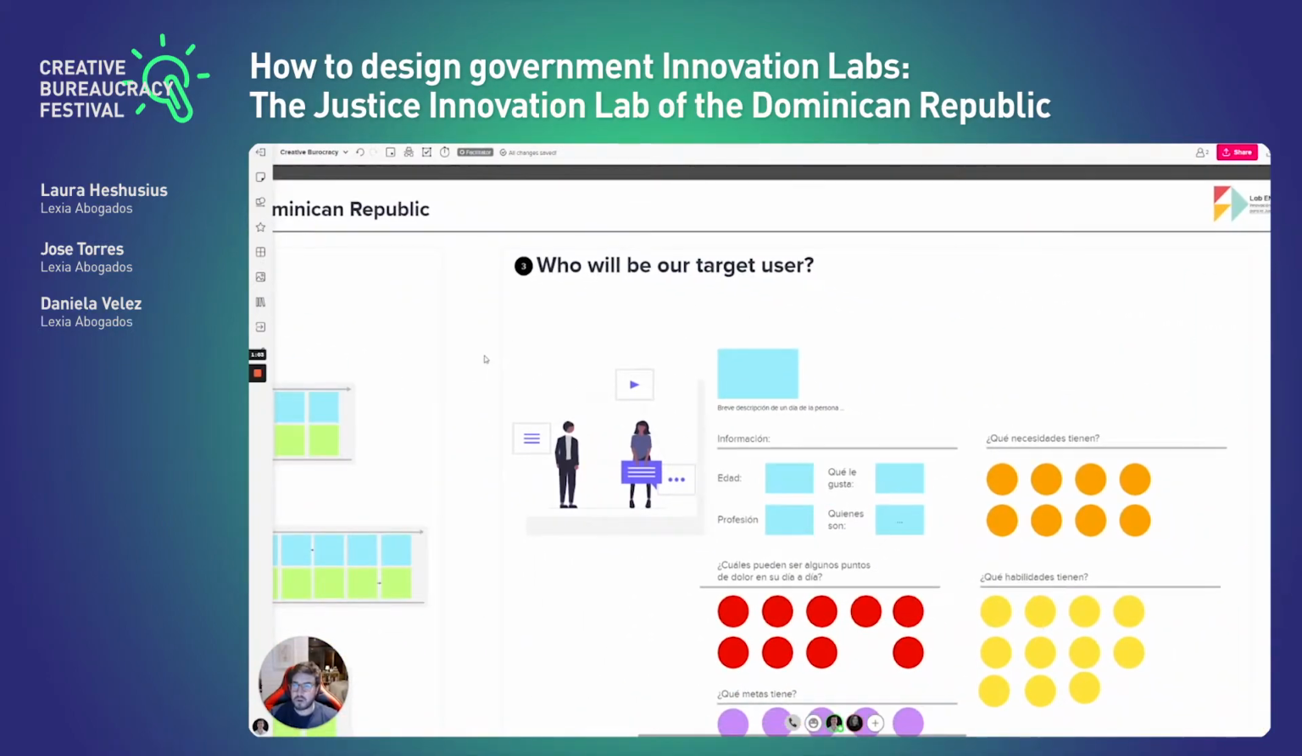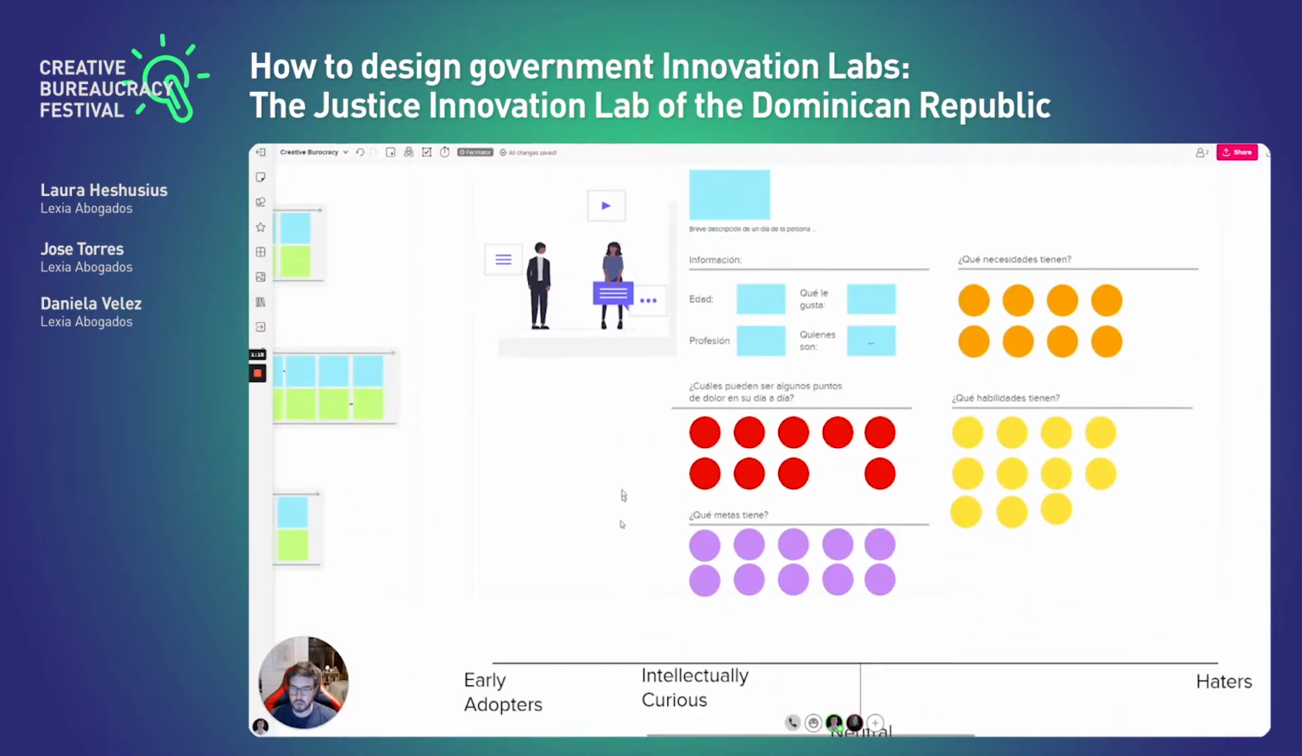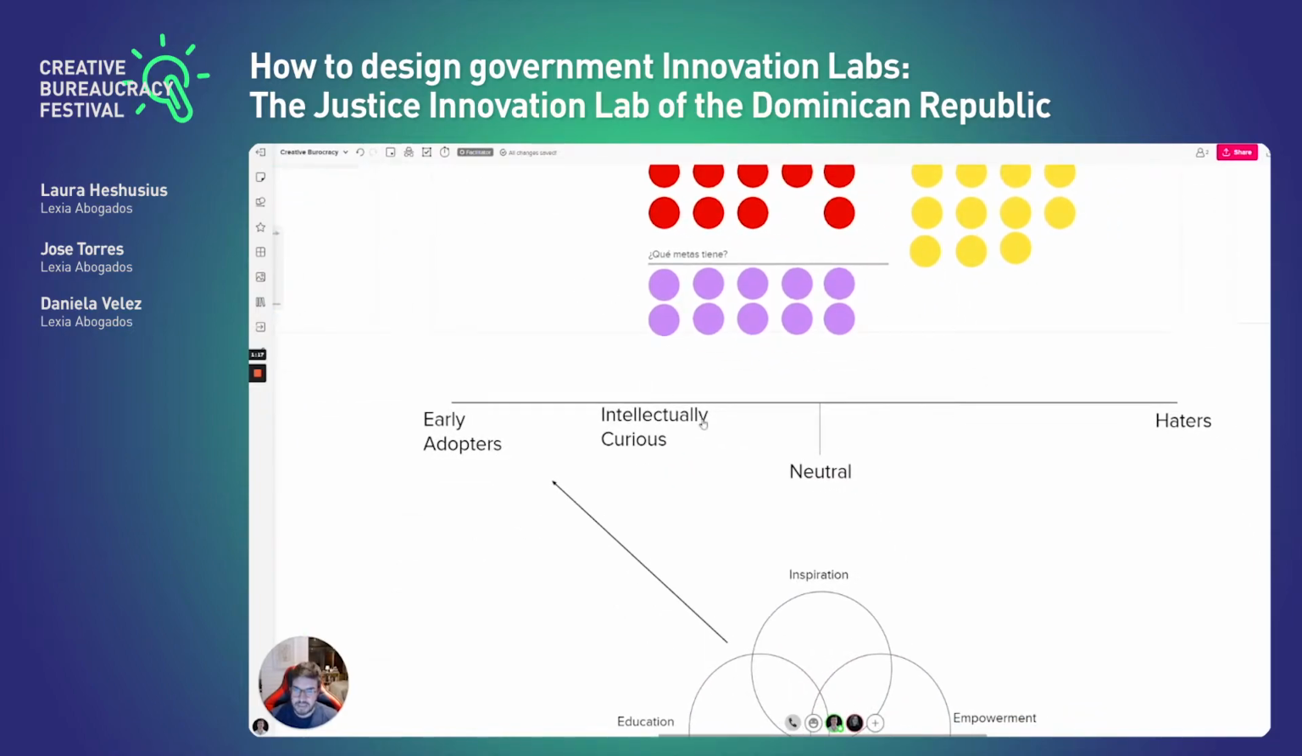After understanding all of the context, we realized that we needed a target user for the lab. We needed someone that would feel that the lab made sense for them, and the target user would be judges. This is a user persona template that we did in Spanish, but just to show you some of the tools. And we realized that there's a spectrum of judges. We have judges who are haters, who hate innovation, neutral, those who are intellectually curious, and early adopters.